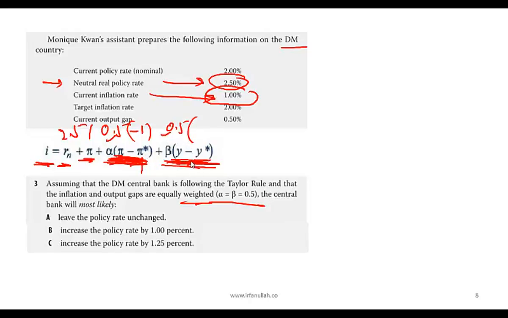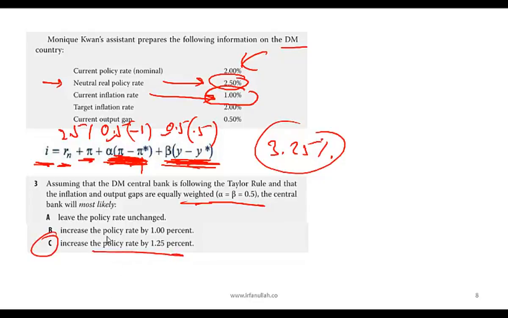What is y? So the current output gap, they've already given you that difference. That is 0.5%. So when you plug these numbers, what you get is 3.25%. So do the maths and get this number. What is the current rate? It's 2%. So the best answer is C, that the policy rate needs to increase by 1.25.